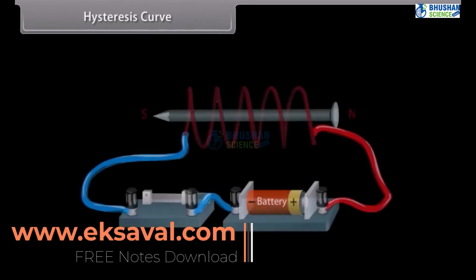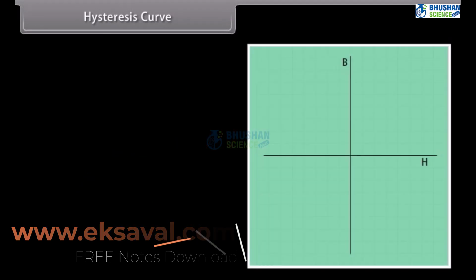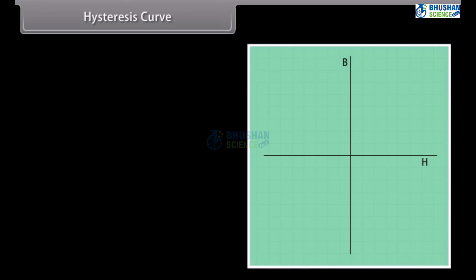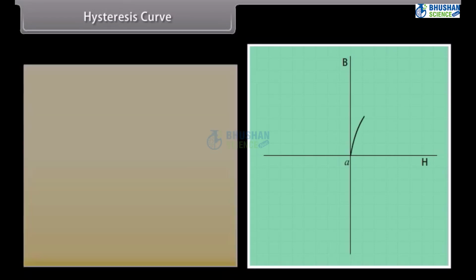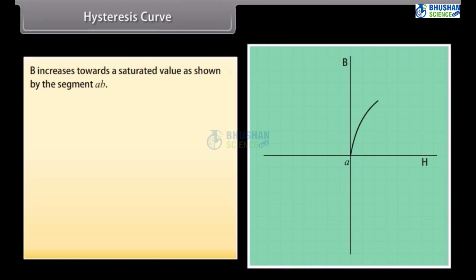Hysteresis curve. We consider a ferromagnetic material inserted in a solenoid. Initially, both H and B are 0. We increase H by increasing the current. The magnetization, and hence B, increases to its saturated value as shown by the segment AB.